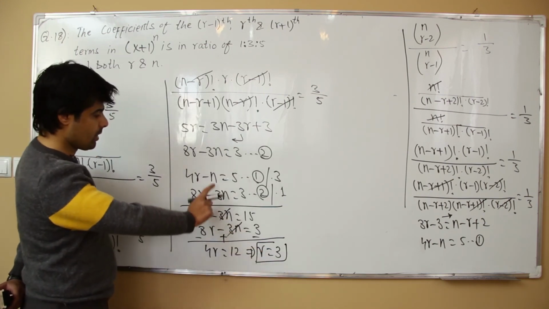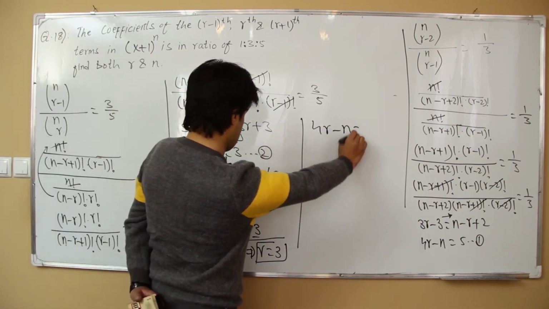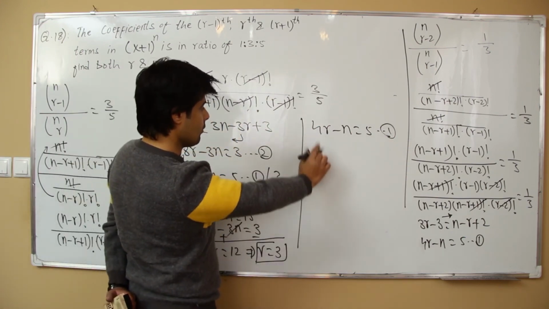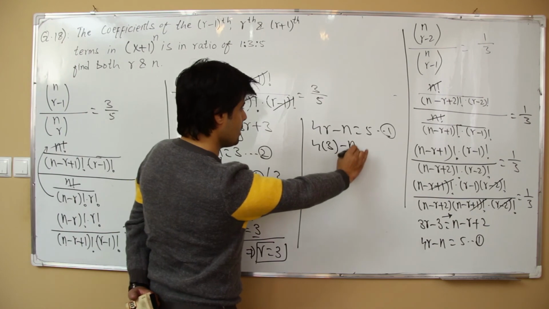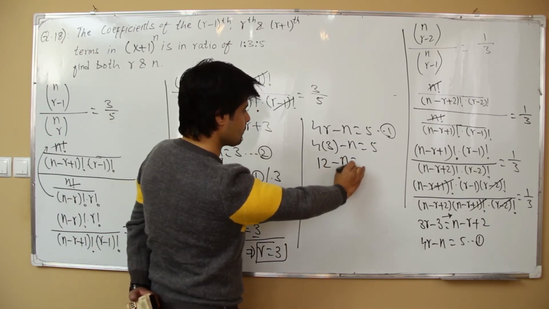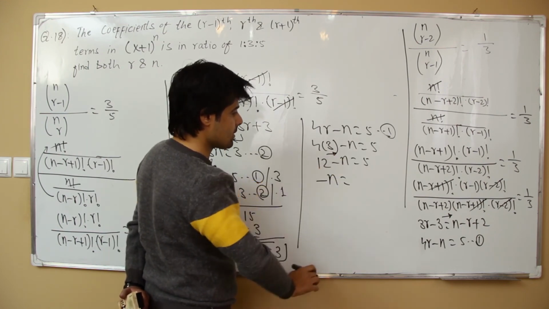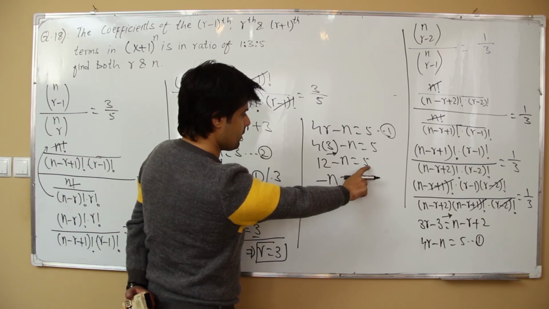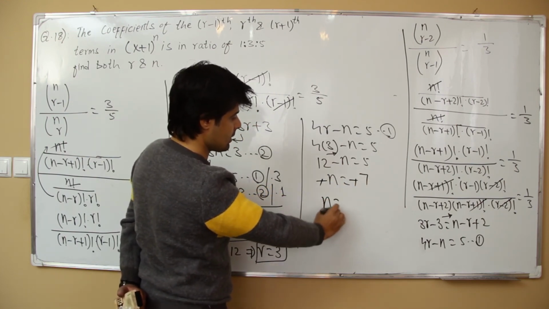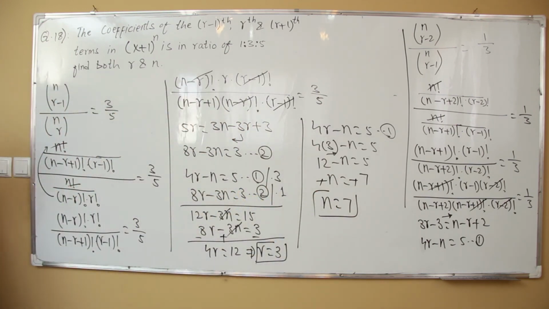Now if r is 3, what is n? Put this r in the first equation. It would be easy. 4r minus n is equal to 5, our first equation. Instead of r, 3. 4 times 3 minus n is equal to 5. 4 times 3, 12, minus n is equal to 5. 12 put to the right side. 5 minus 12, it is minus 7. Minus with minus is cancelled, n is 7.